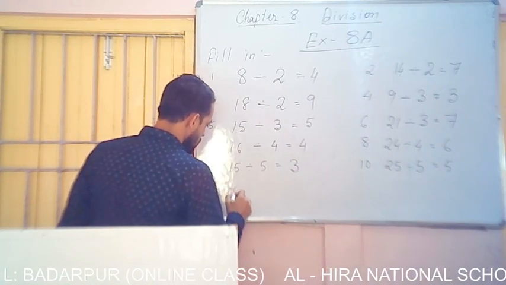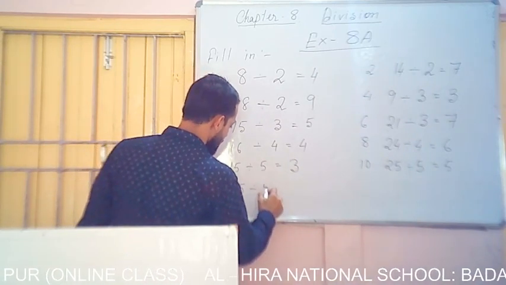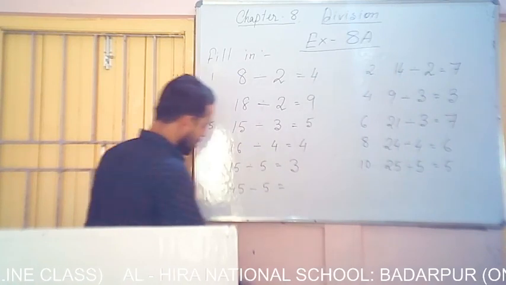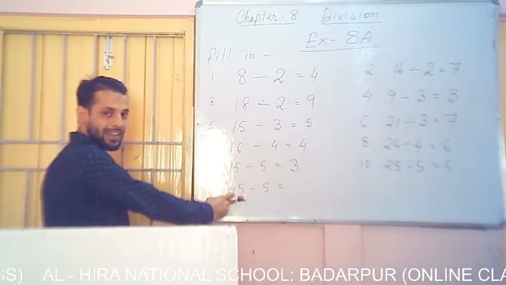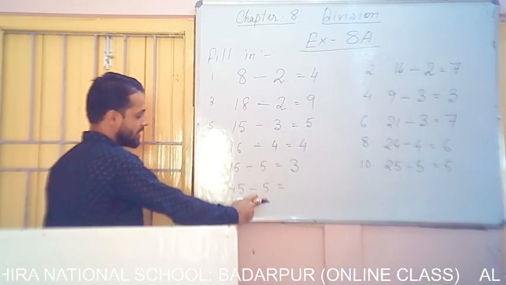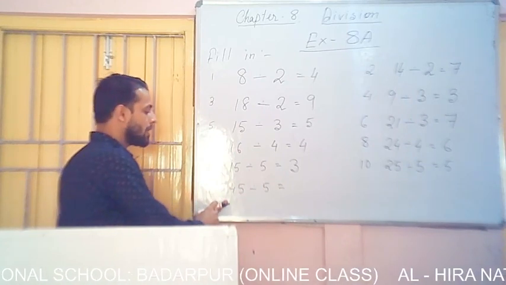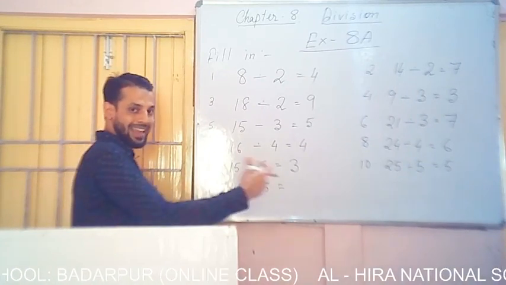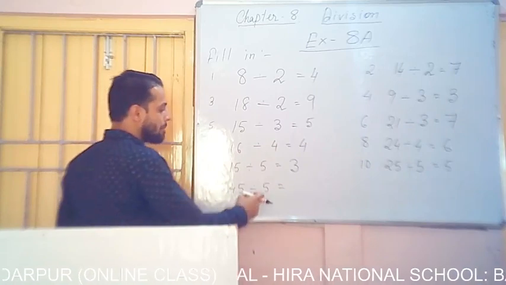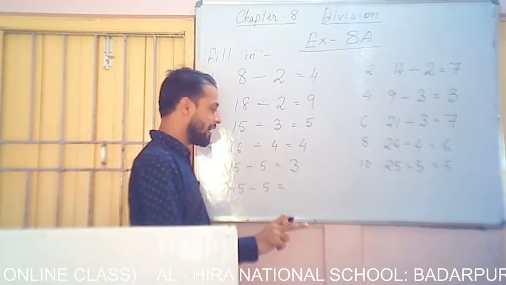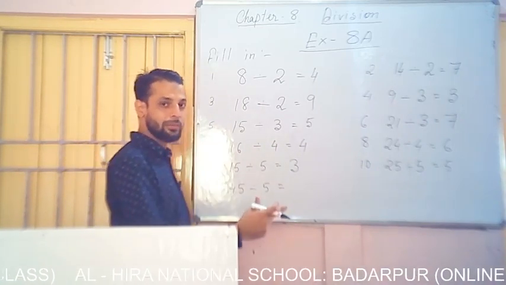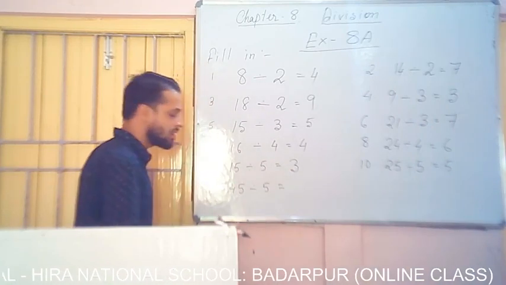11. That is 45 divided by 5. So here you see, this 45 is the dividend and 5 is the divisor. So what does dividend mean? The number which we are going to divide by another number, that is the dividend, and the number by which we are going to divide is the divisor. And the result which we will get after division is the quotient.